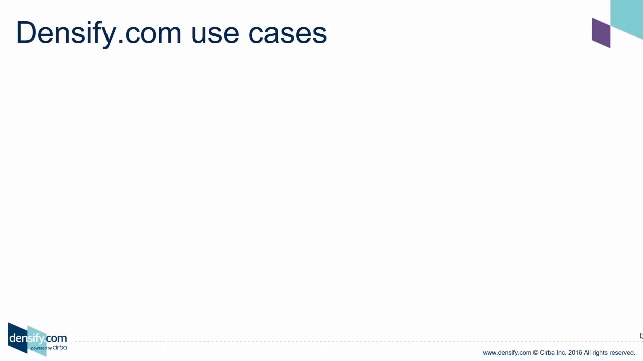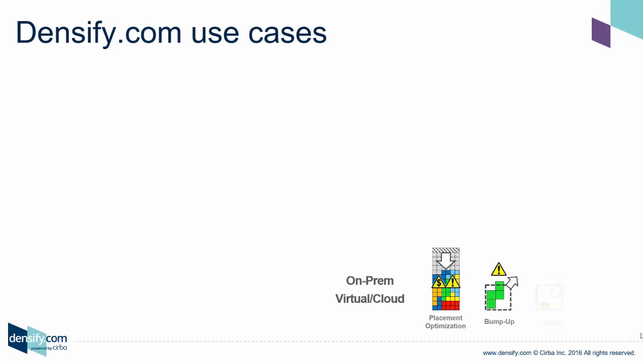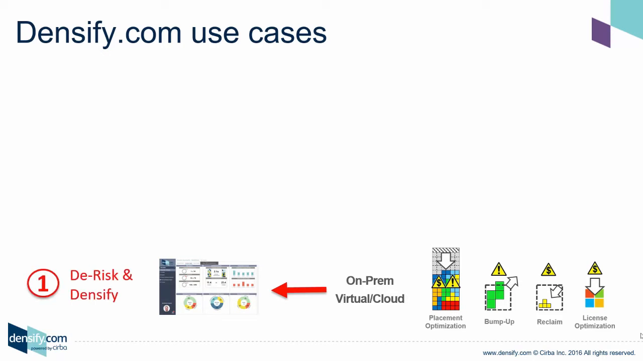Densify.com supports 3 hybrid cloud use cases. First of all, for on-prem virtual and cloud environments, it will drive very precise workload placement and resource allocation to drive up density, drive down risk, and properly allocate resources, which saves a ton of money on both hardware and on software licensing. And all this is available through a very easy to use SaaS front end.